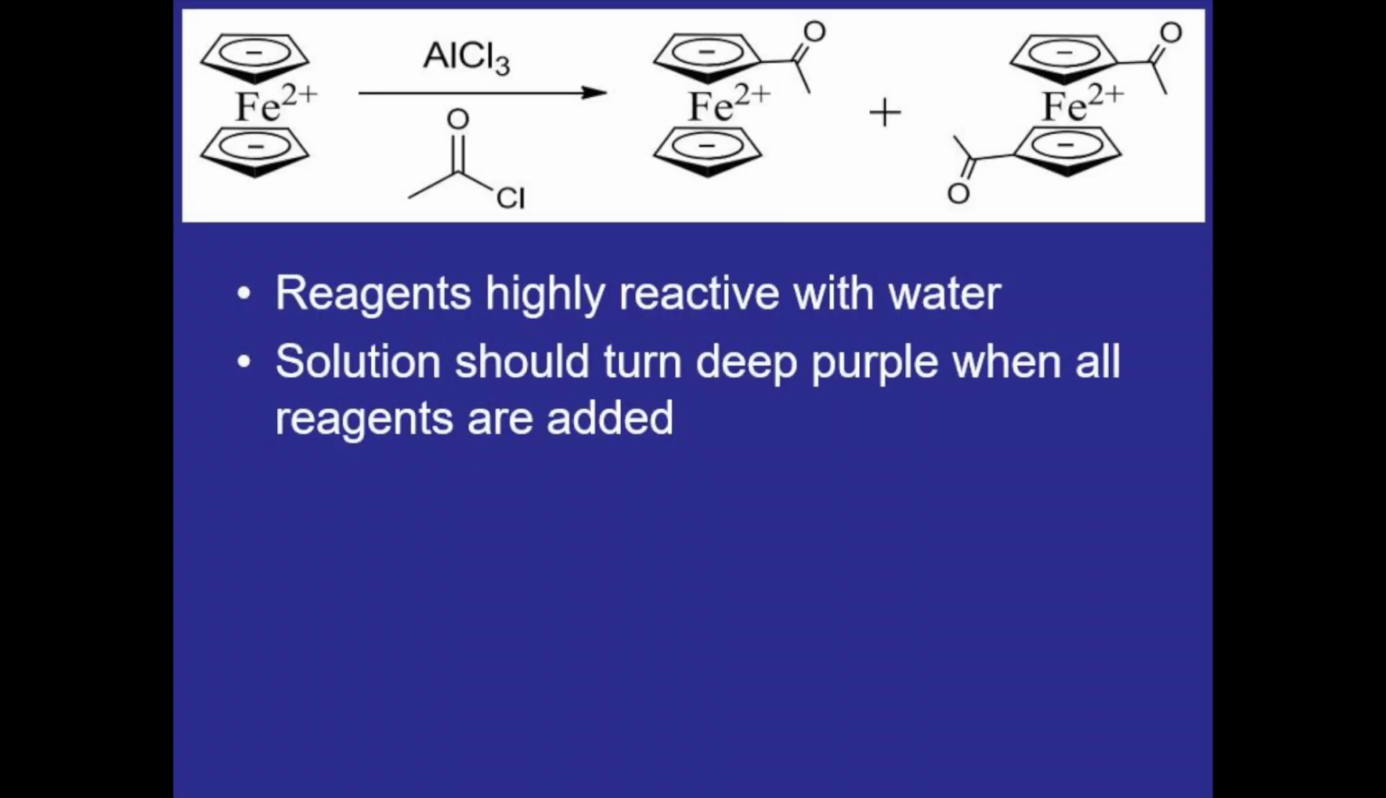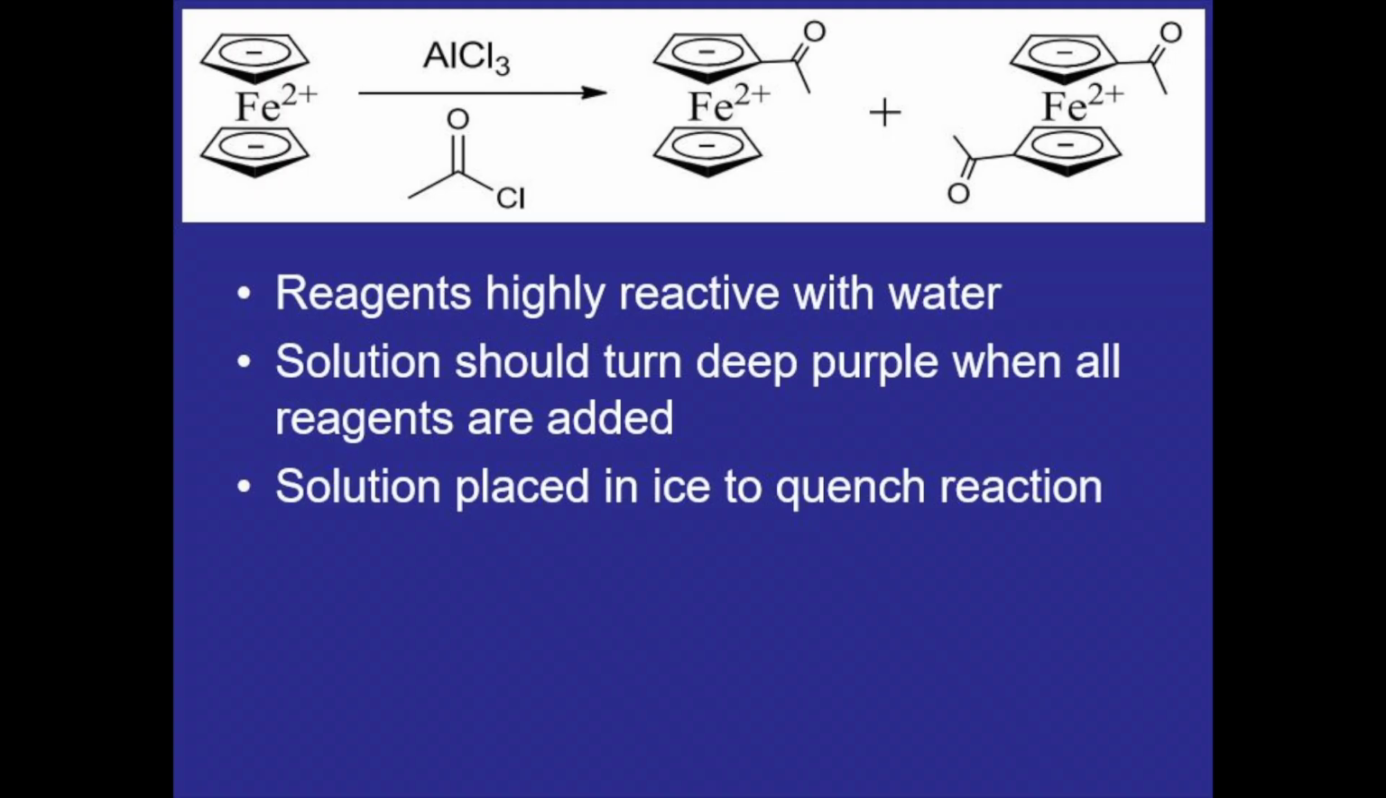Once the reagents are all added, the solution should turn a deep purple. If it doesn't turn that color, then we would have to start over. And then once the reaction is completed, we'll place the solution directly into ice to quench that reaction. Since the reagents are highly reactive with water and react very exothermically, we'll be placing it directly into ice rather than just water. From here, we'll neutralize everything using NaOH since ketones are pretty stable in basic solutions.